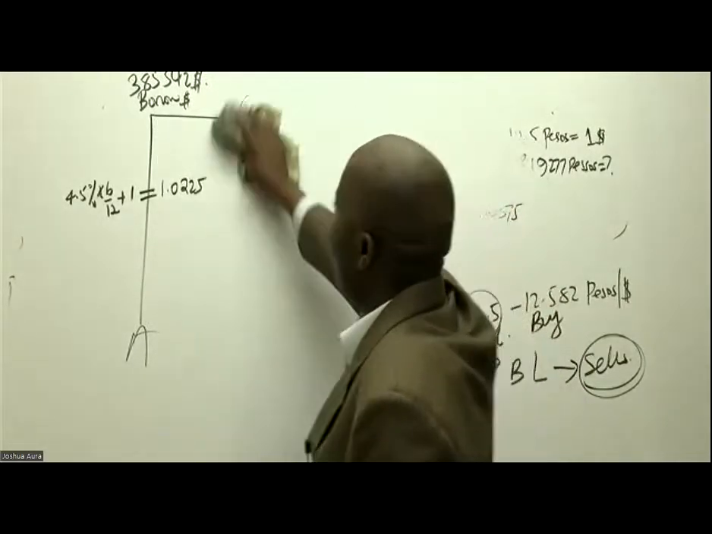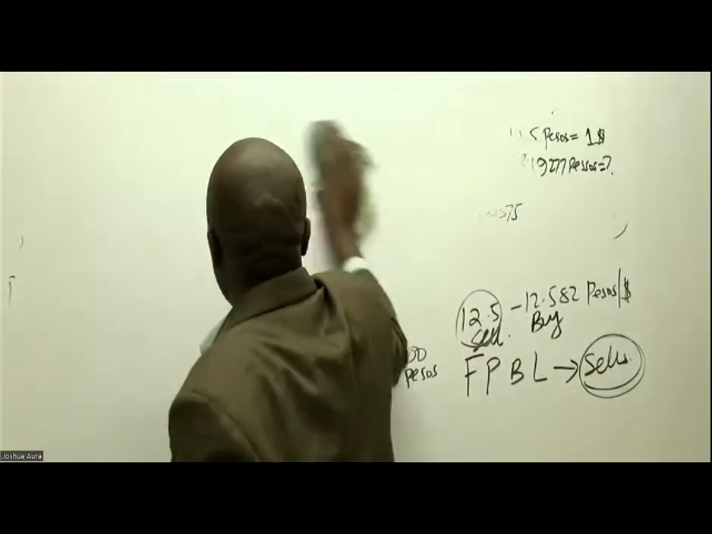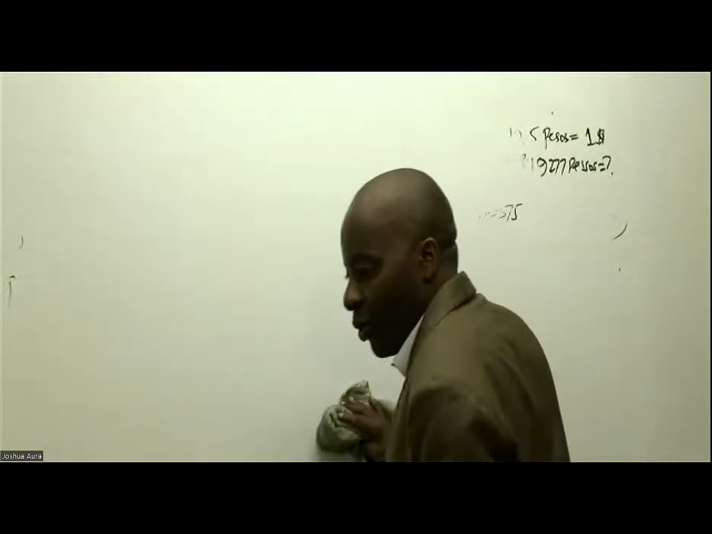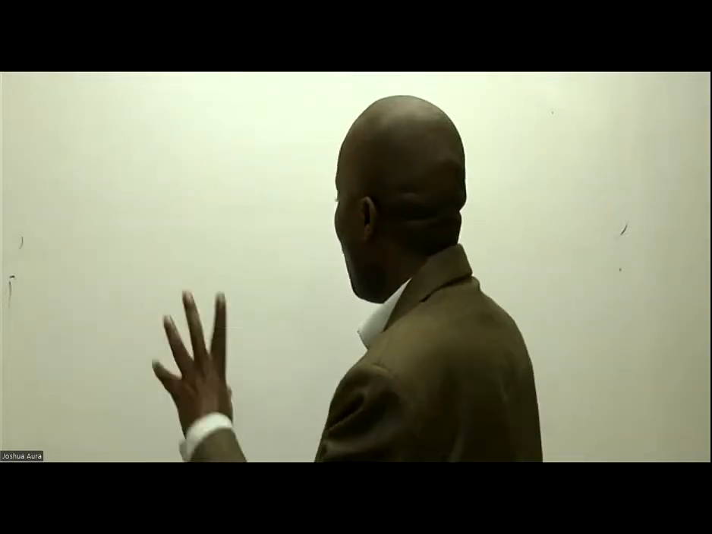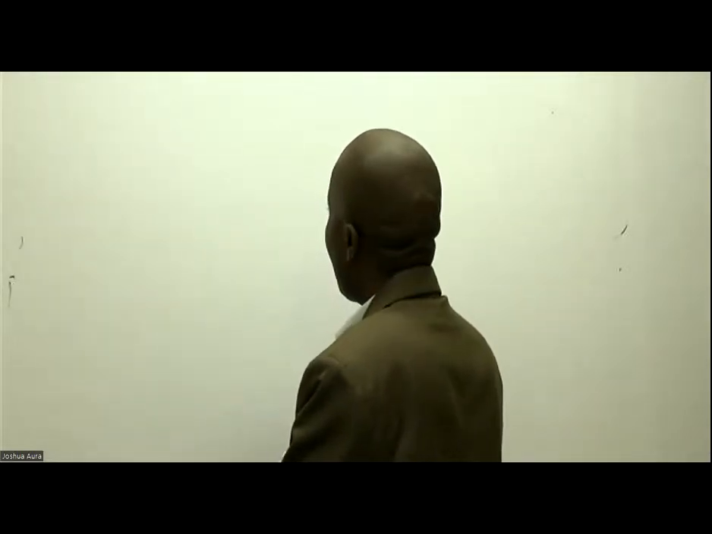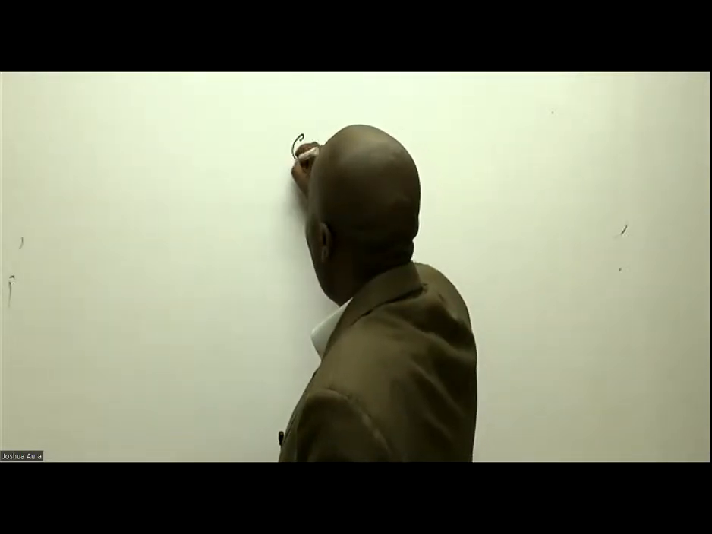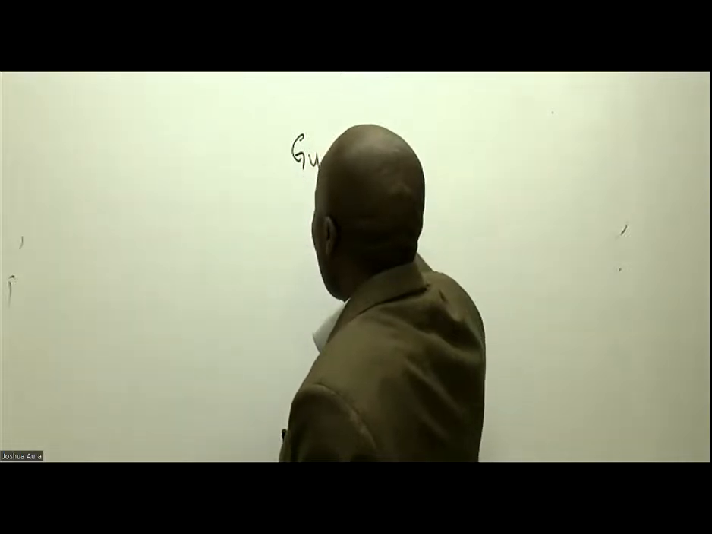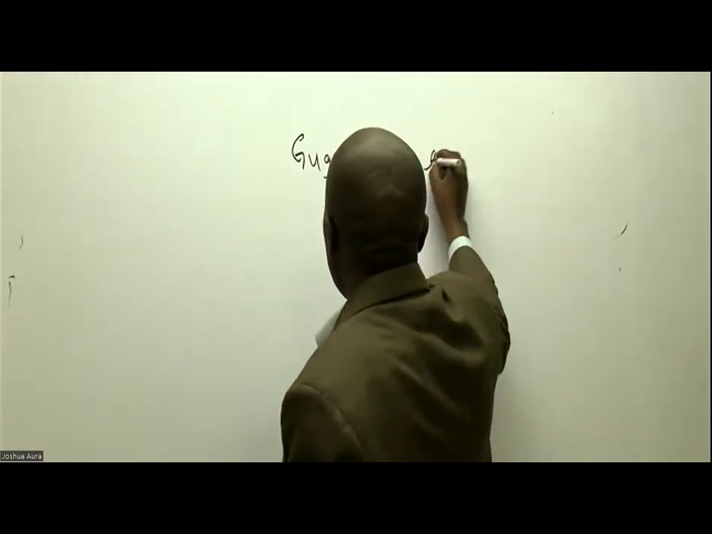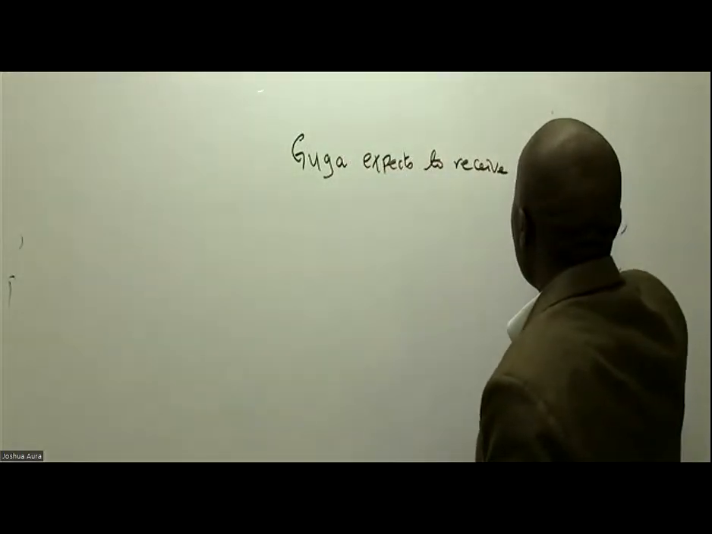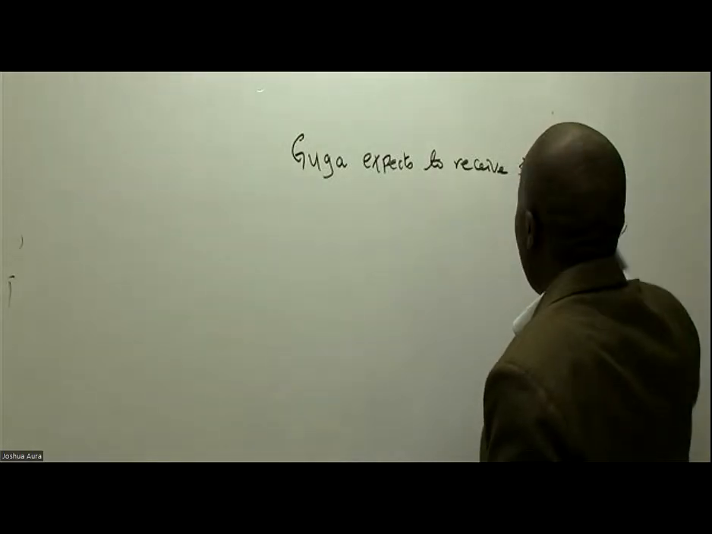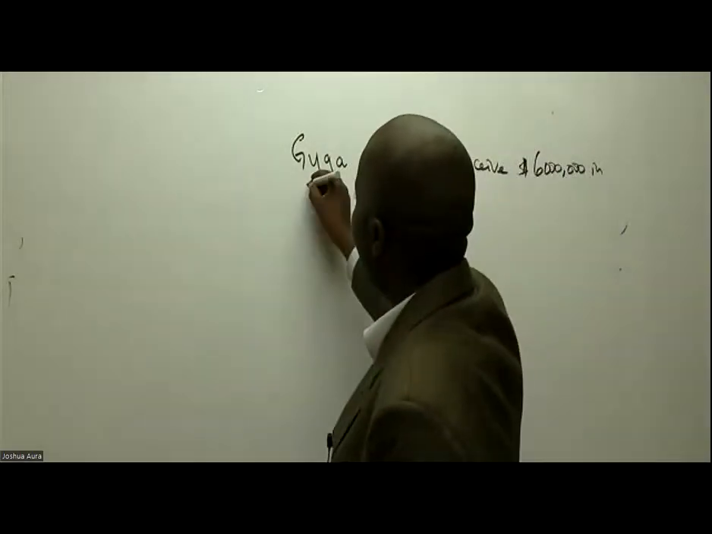Now, if an examiner wants to confuse you, if I were an examiner this time around and I would want to confuse you so seriously, this is what I'll give you. I'll tell you that Mr. Guga is a serious investor who has done some business in the US. Guga, who is one of us here, expects to receive $6 million in 3 months' time.